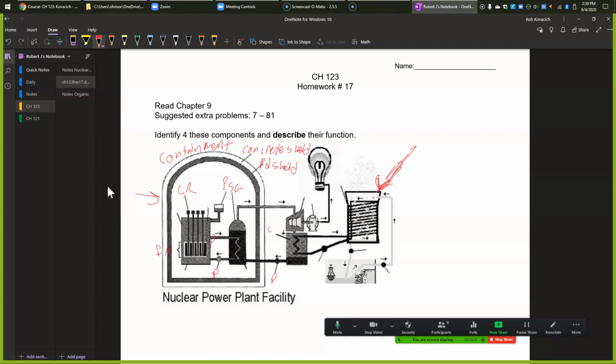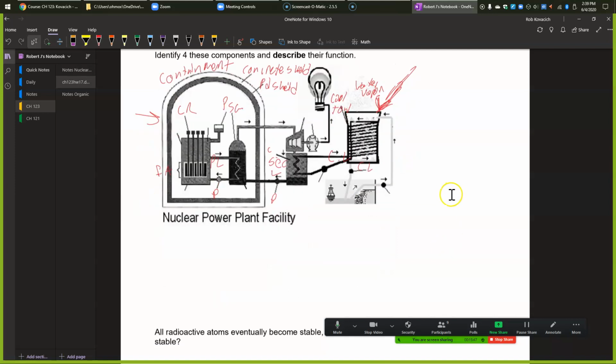You could have said this is the primary loop and the secondary loop, condensing loop, cooling loop, cooling tower, water vapor. Yeah, lots of things you could have written down for this.